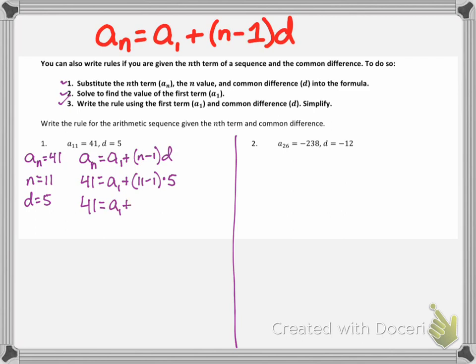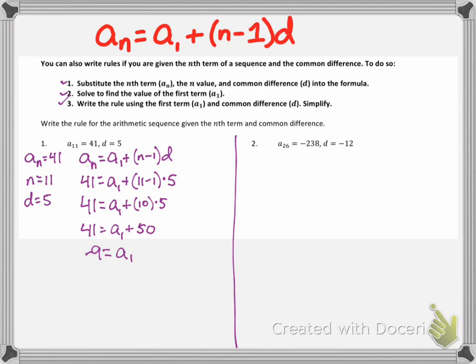We know in parentheses this becomes 11 minus 1, which is 10. We multiply the 10 and the 5 together. That gets 50. Get a sub 1 by itself by subtracting 50. Negative 9 is a sub 1. So what that means is the first term is negative 9.